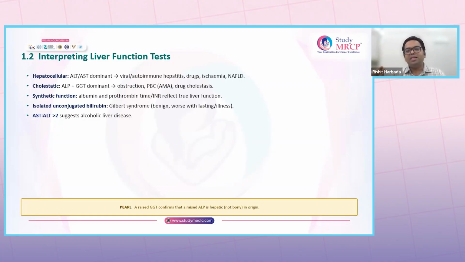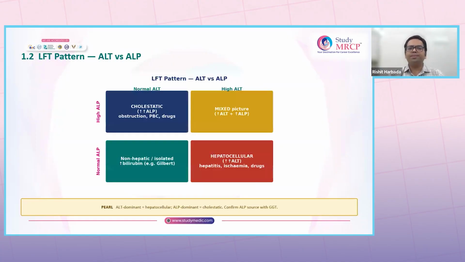Normally, ALT is the most predominant, but if you get a question where AST is elevated, always think about alcoholic liver disease. So whenever you are interpreting the liver function test, always see whether the ALT or AST are elevated. You will think in terms of hepatocellular. If the GGTP and ALP are elevated, think in terms of cholestatic. If the albumin is low and PT/INR is high, think in terms of synthetic function. And that is how we are going to approach this.